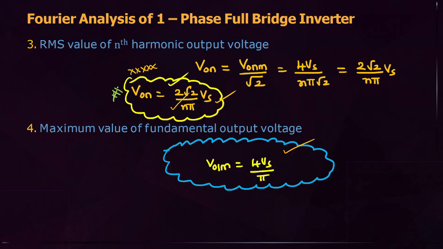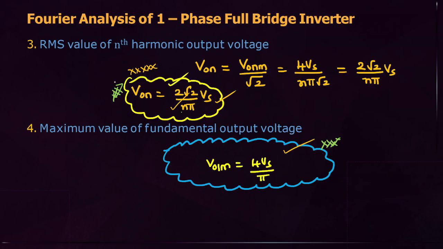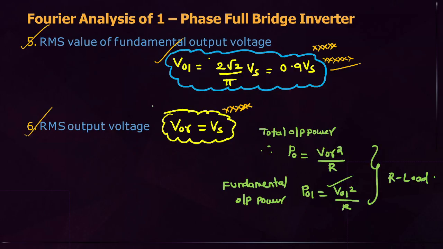RMS value of nth harmonic output voltage equals 2 root 2 by n pi into Vs. What is the maximum value of fundamental voltage? Maximum value of fundamental voltage equals 4 Vs by pi. This is already given. What is the RMS value of fundamental voltage? Fundamental means in this formula you have to substitute n equal to 1. This is a 5-star formula. Every formula is important, and questions are asked based on this.